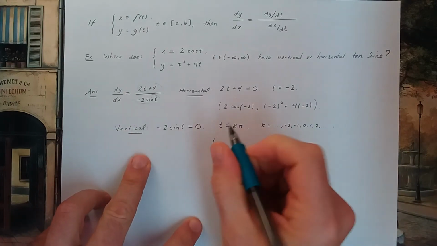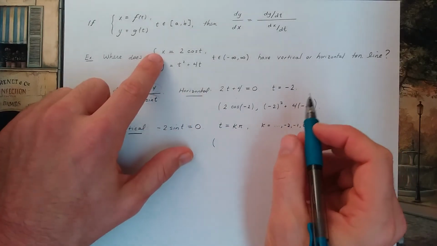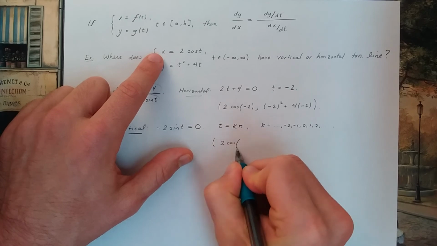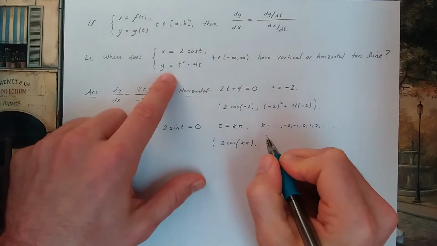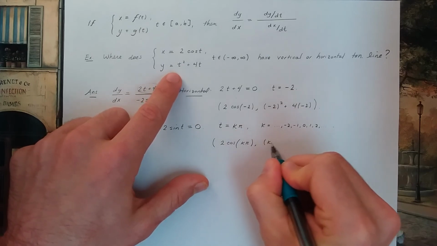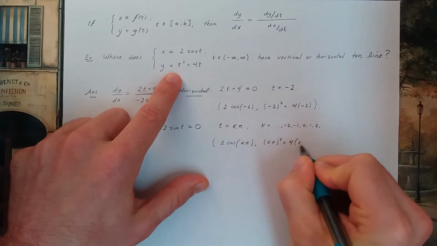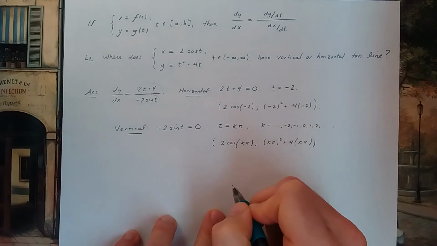What are the actual xy coordinates where I get vertical tangent lines? Well, I just plug in these values for t, and I get 2 cosine of an integer multiple of pi, and then k pi squared plus 4 times k pi. K here could be any whole number.